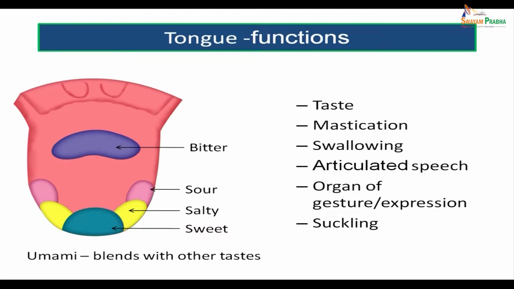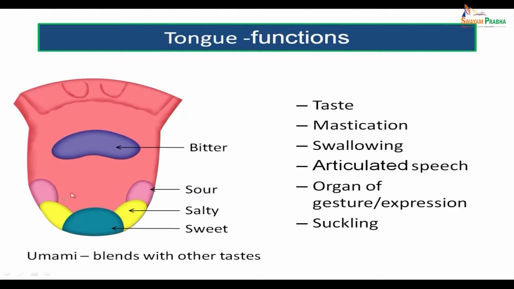Now, the functions of the tongue, notably, is taste. The taste sensation is something all of us are familiar with. We have the four basic senses of taste. At the tip of the tongue, we feel the sensation of sweetness. On the sides, we feel the sensation of saltiness and sourness. And at the back of the tongue, we can feel the sensation of bitterness.